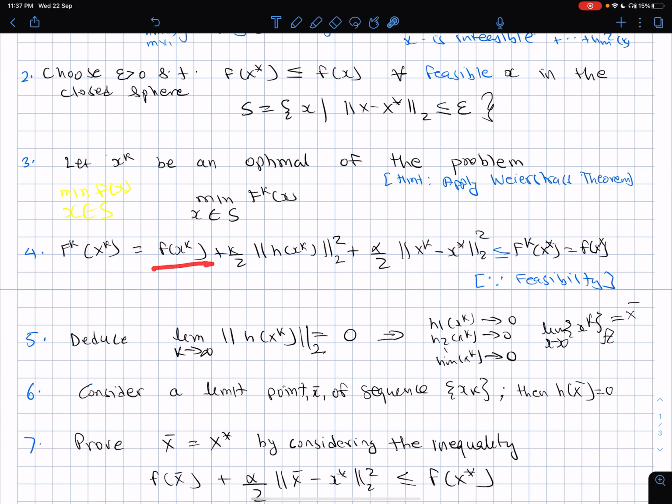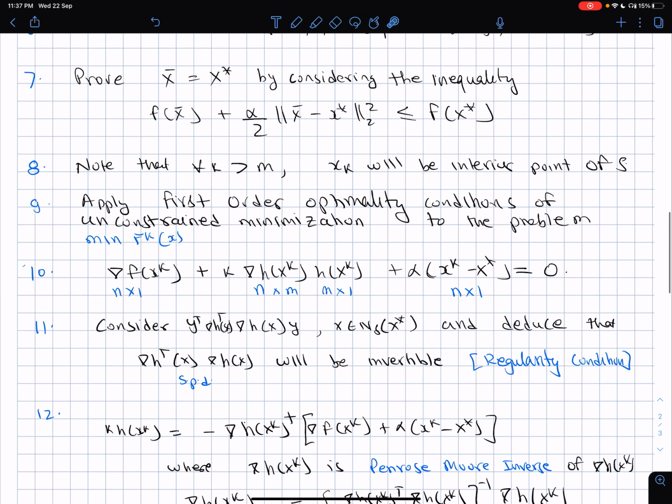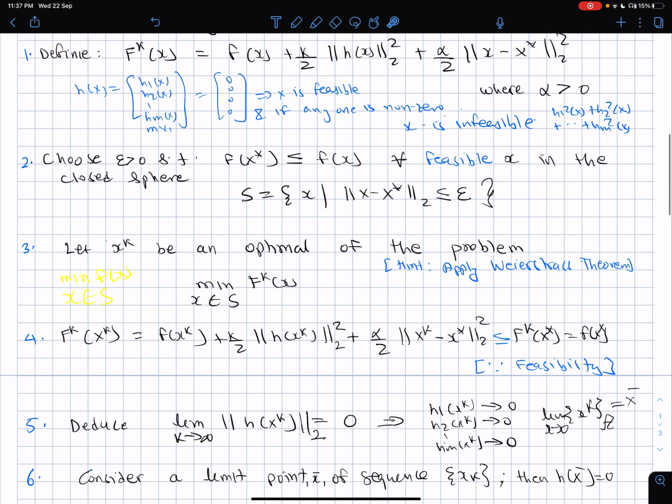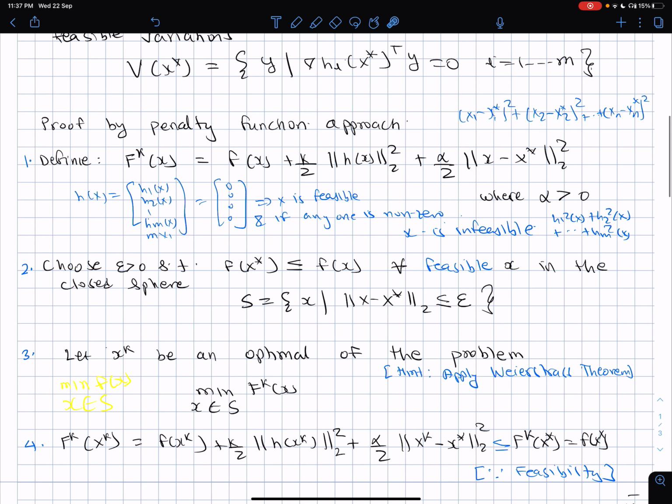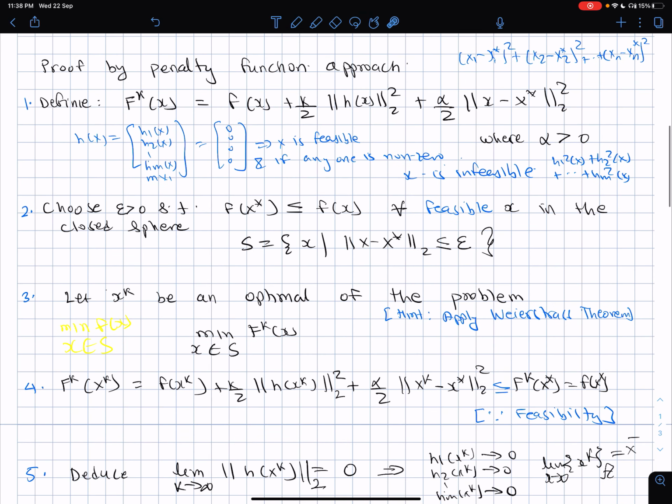So first I will look at the gradient of this function fk of xk. The gradient of the first term is grad of f of xk, an n dimensional vector. The first term is the derivative of f with respect to x1, the second term is with respect to x2, and so on. What about the second term here? This second term is the summation of h1 square plus h2 square up to hm square. So first just look at h1 square.